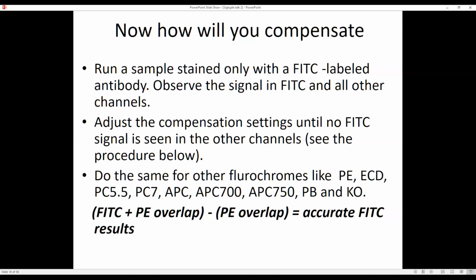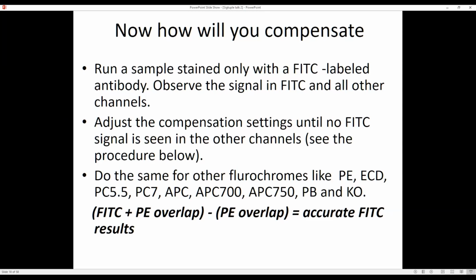Basically, we can prepare samples with similar autofluorescence and stain with selected fluorochromes. Like for example, if they are PBMCs, then we can stain them with CD4 FITC, CD4 PE, CD4 ECD, like that, and create controls. So, agreed.